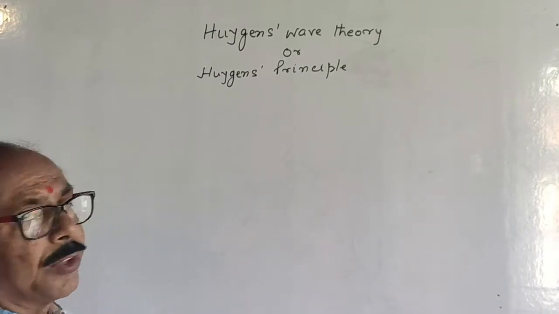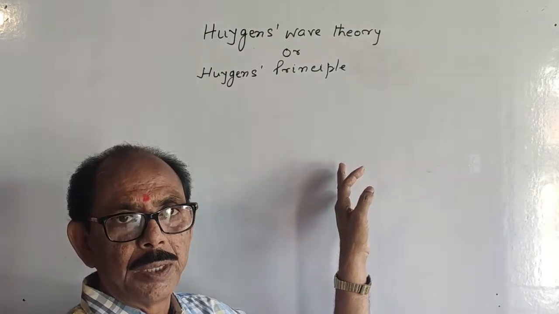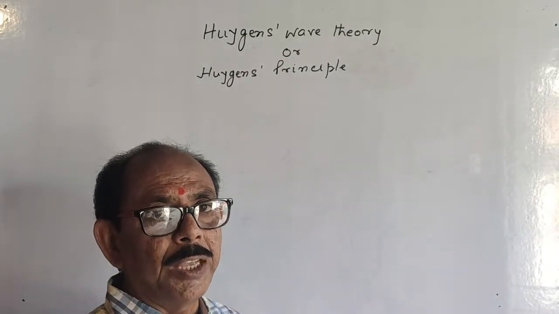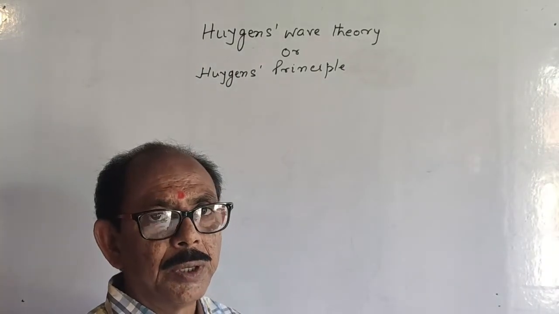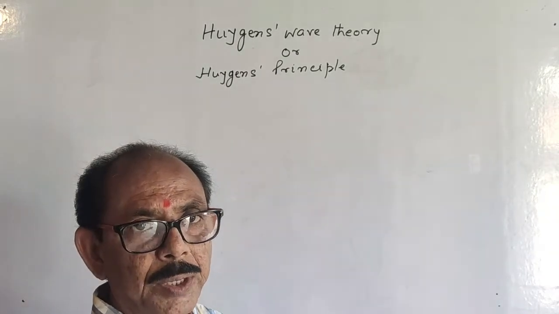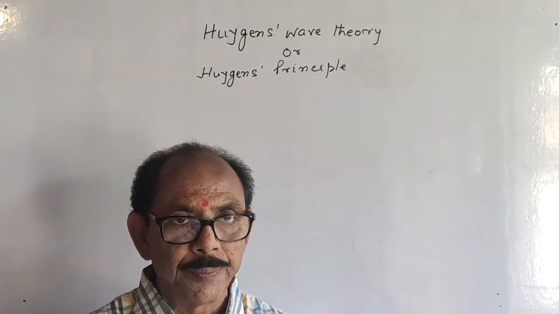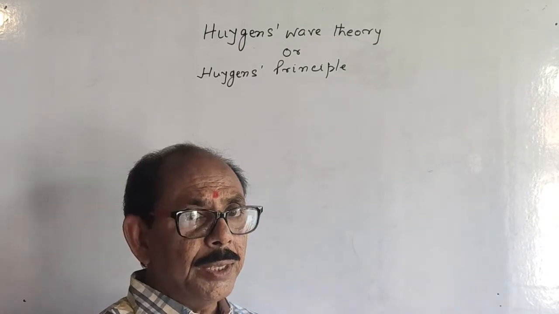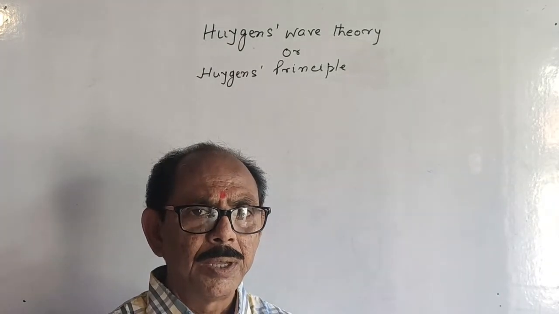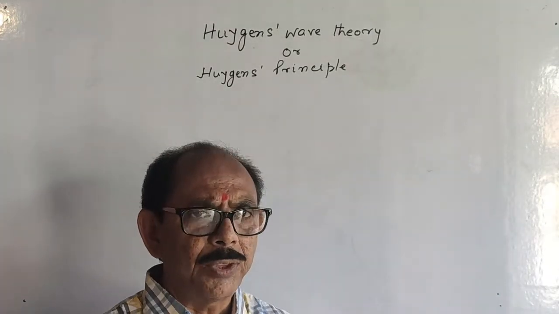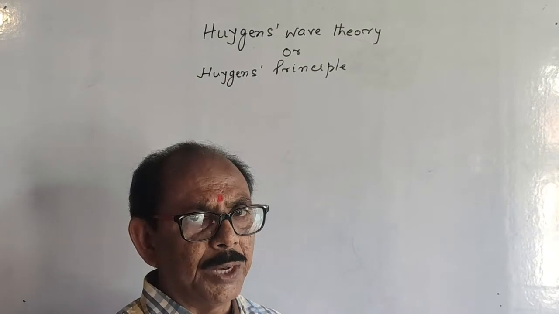You know, the sound wave needs a material medium to propagate. Hence, Huygens assumed a hypothetical material medium called ether, which fills the whole space including the vacuum. The ether medium has no real existence and also has very negligible density. We cannot prove that medium by any experiment.